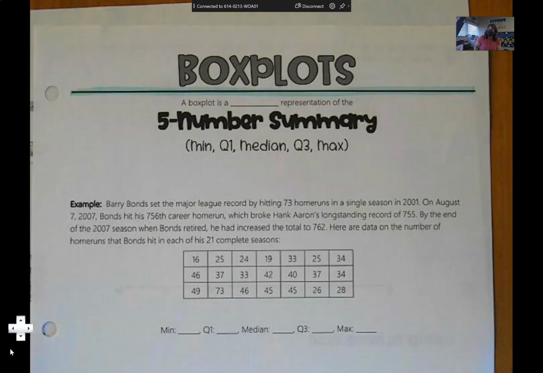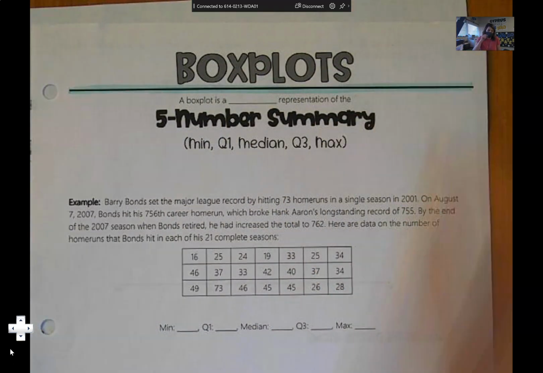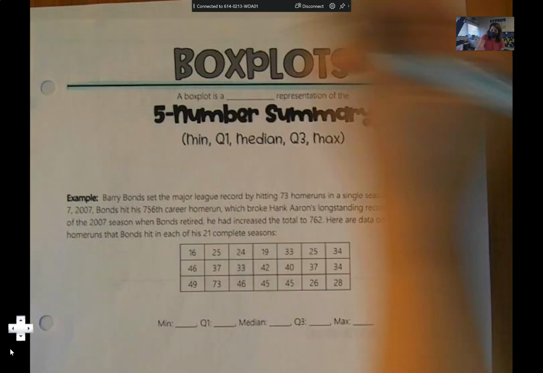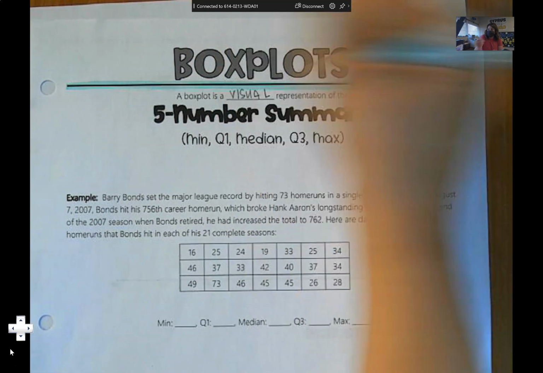Okay, so today's lesson is box plots, and the good news is you guys are already familiar with a lot of what it takes to build a box plot. The only thing that will be new to us is actually building the box plot. So up here we have a little fill in the blank. A box plot is a visual representation of the 5-number summary.